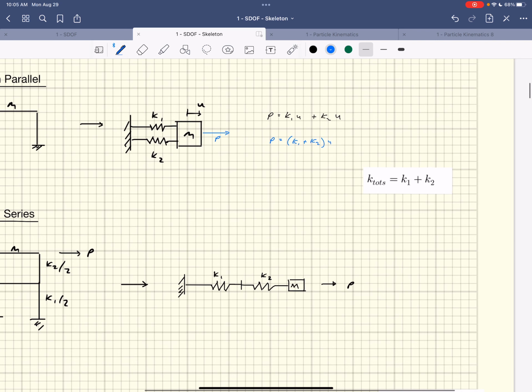The stiffness is what gets multiplied by the displacement to give you the load, right? So k1 plus k2 is that stiffness. So the total k is just add them together. k total.